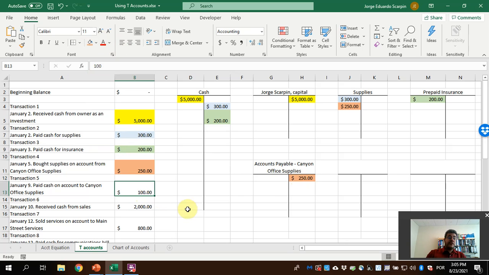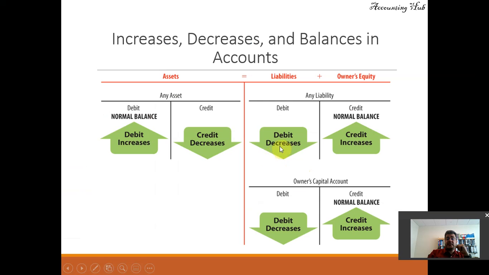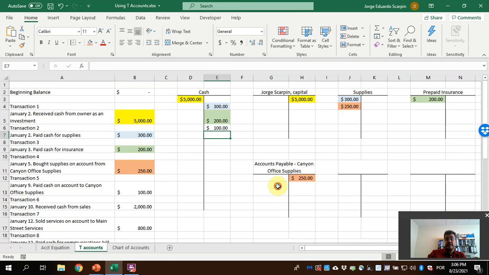Transaction 5, paid cash. So if we are paying cash, decreasing cash, credit, 100. What are we paying? On account to Canyon Office Supply. So we are paying these guys here. So we are decreasing a liability. Let's come back here. Decreasing liability, it is a debit.